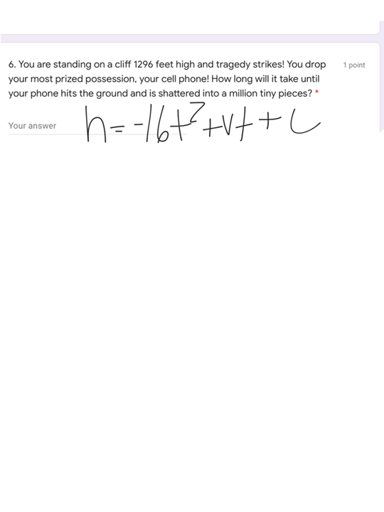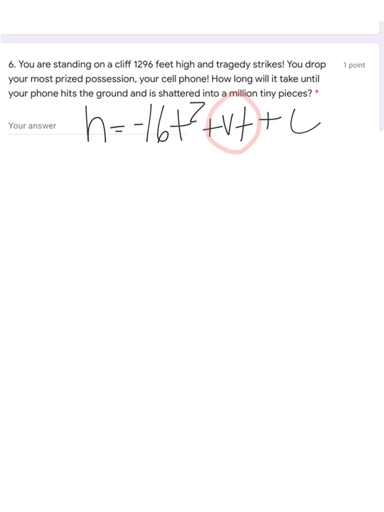In order to solve this problem, we're going to use this vertical motion model formula: h equals negative 16t squared plus vt plus c. We've seen that before. It's going to look a little bit different for this problem. If you watched the video, you'll probably notice something different is going to happen with that vt, and we'll talk about that in a second.